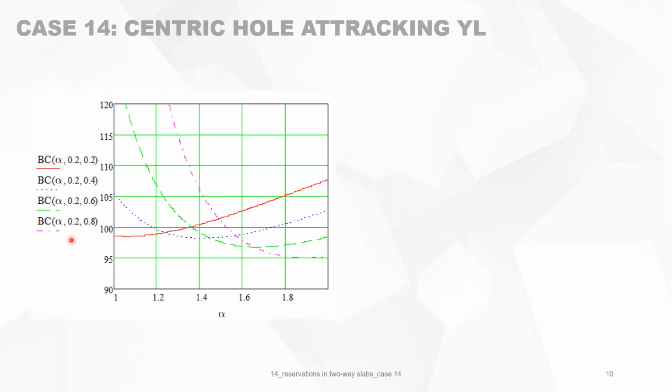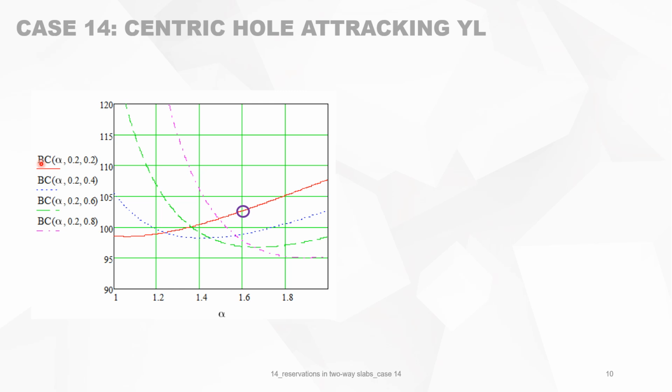Now, let's look a little bit closer on another scale. We see, again, this is alpha going from 1 to 2, and on the y-axis, the bearing capacity for a reservation with one size 0.2, and the other one is varying. It's the same graph, but a little bit more accentuated, and you will see here that's the 100%, and in this area, we must be very careful.